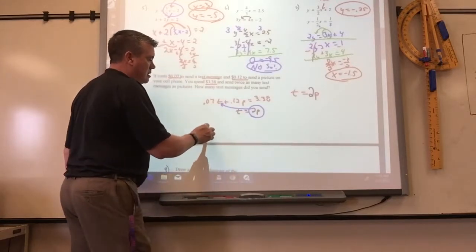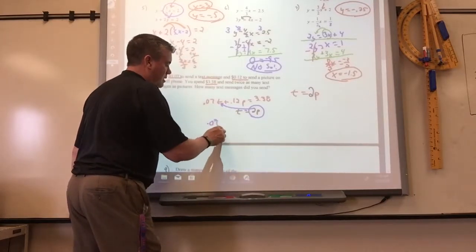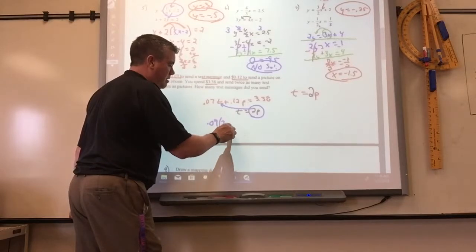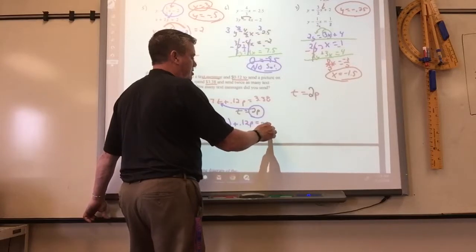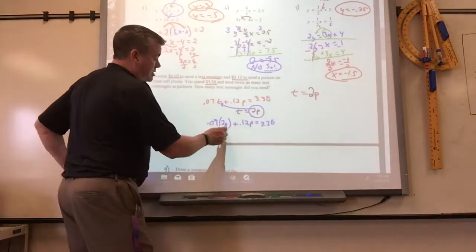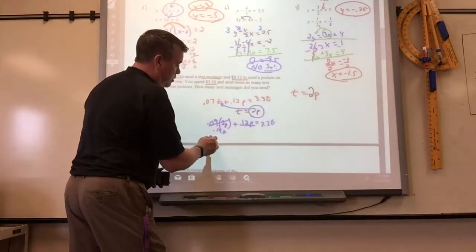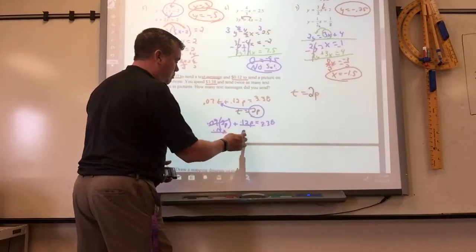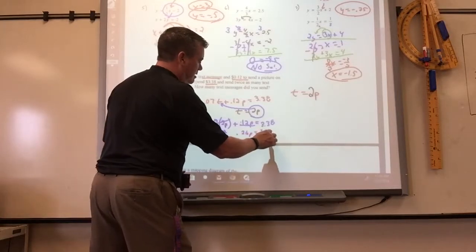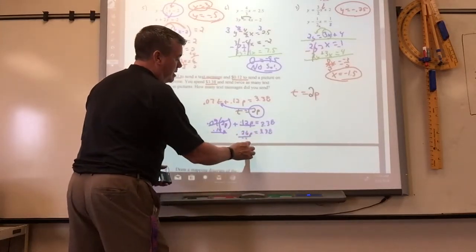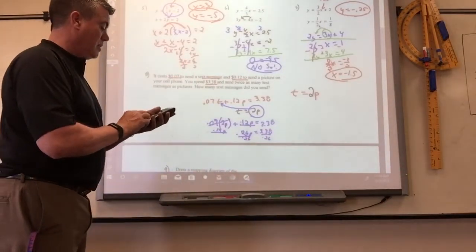So you rewrite this 0.07 times t, which is now 2p, plus 0.12p equals 3.38. So 0.07 times 2 is 0.14p, and you can combine it with that. 0.14 and 0.12 is 0.26p equals 3.38. So then you just divide by 0.26. And you get 13.